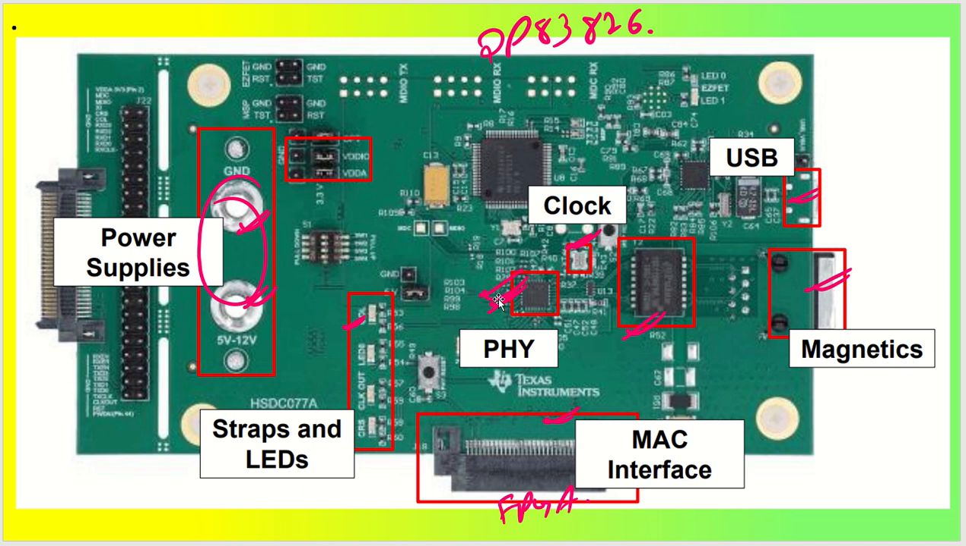So this PHY IC will actually be used in between. How it is used, you can very easily see. This is the MAC interface, this is the PHY IC, this is the transformer, a 1:1 transformer, and then this is the RJ45 connector that is going to send this signal to the network, right? Okay, so this was all about this board.